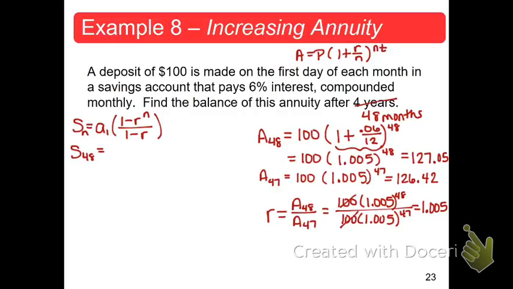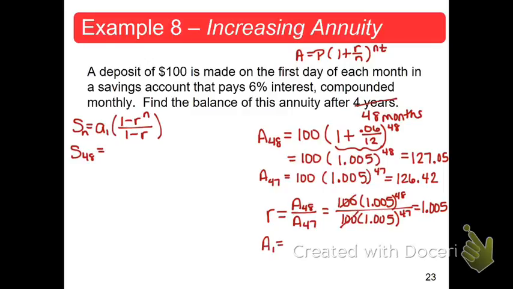So my common ratio was that stuff we had in parentheses, wasn't it? It was the 1 plus the interest rate over the number of times compounded. All right, so I know r. What else do I need? A sub 1. I need a sub 1. So let's go find it.